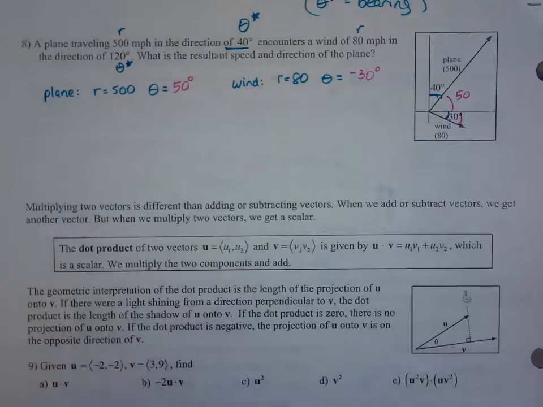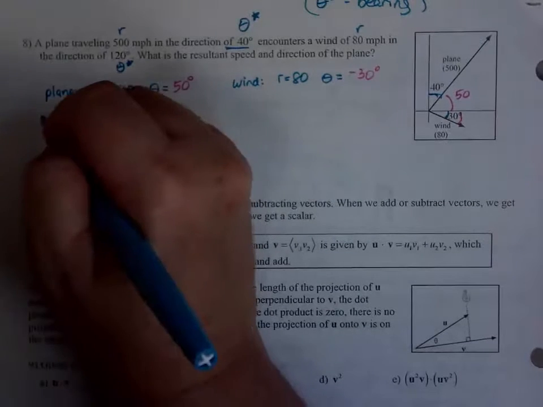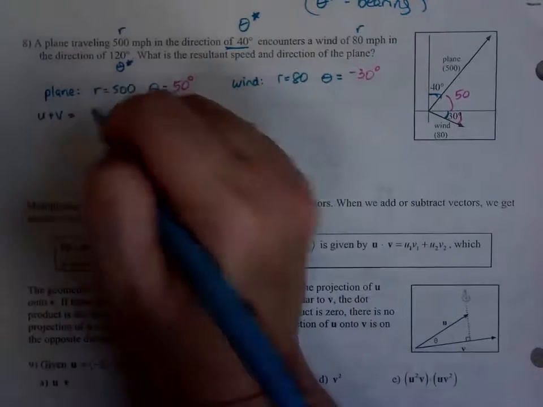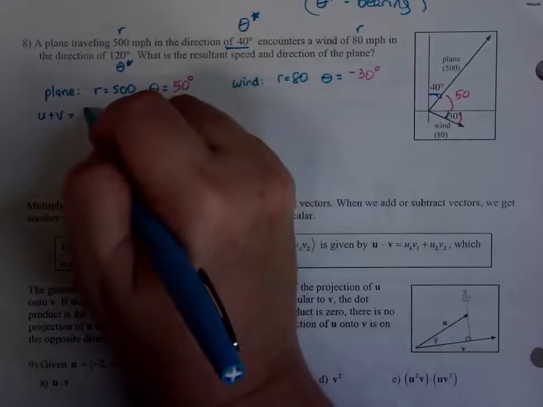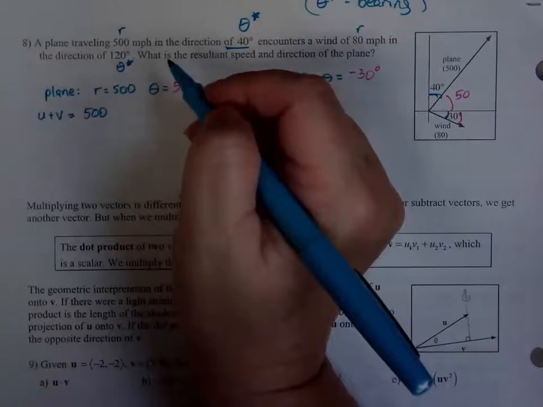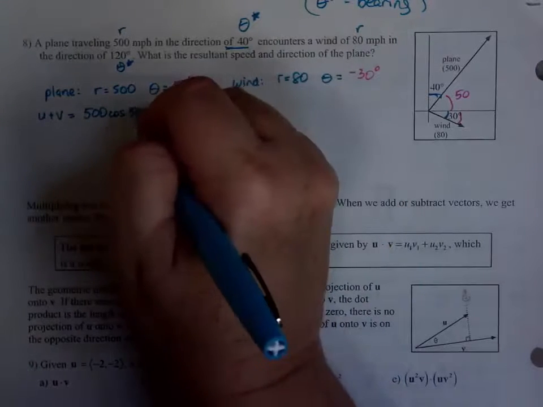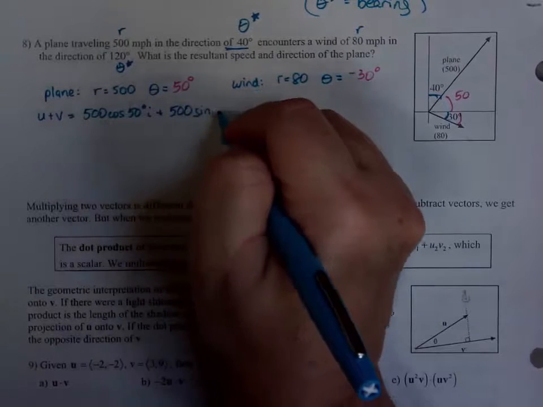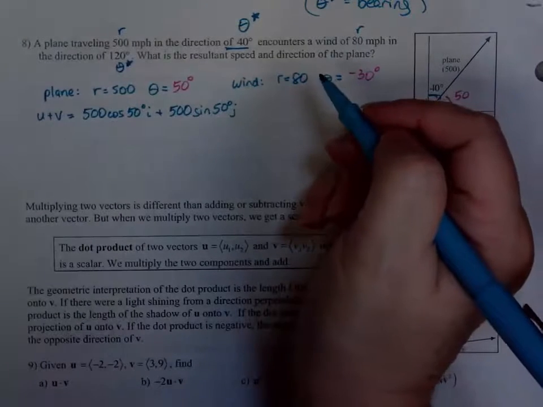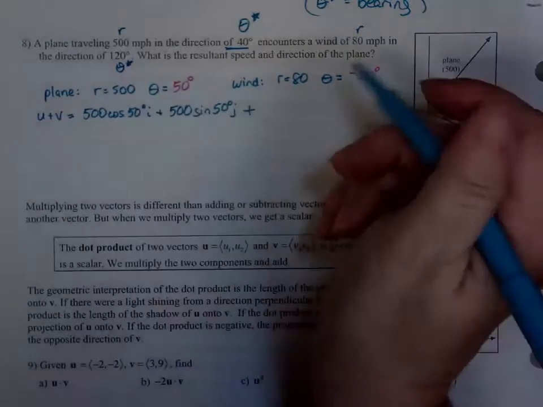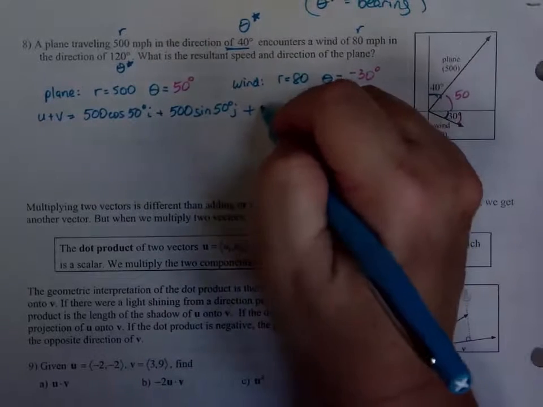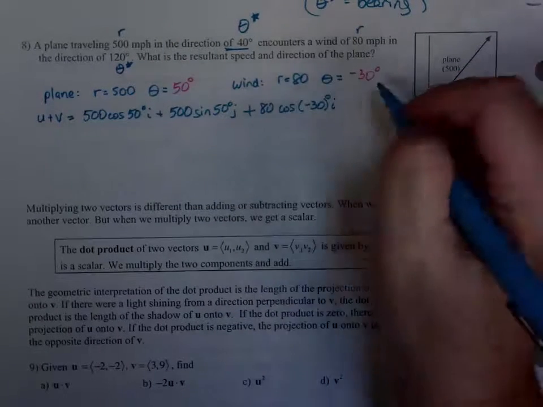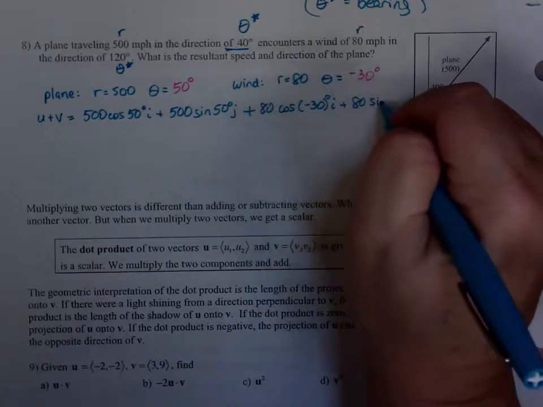So we're going to have u plus v, or we could say p plus w if you wanted to, equals. So we write, what's the first one we write? 500 what? Cosine of 50 degrees I, don't forget your I, plus 500 sine 50 degrees J. Here's my plane. And we're going to add to that the wind. So that would be 80 cosine negative 30 degrees I plus 80 sine negative 30 degrees J.